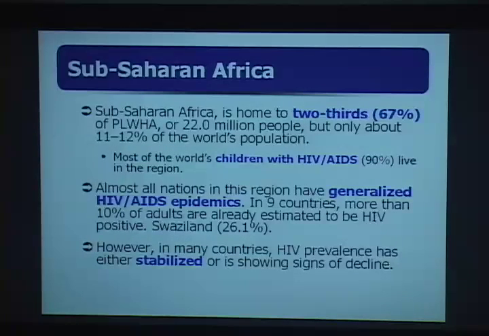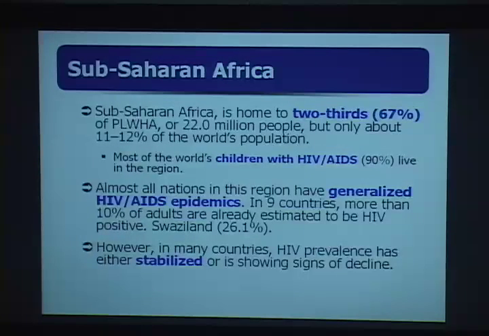Let's first of all start with Sub-Saharan Africa, the region where we have most HIV infections occurring currently. And as you know, it's home to about 2/3 of the people living with HIV/AIDS around the world, or about 22 million people living with HIV. This is despite the fact that Sub-Saharan Africa accounts for about 11 to 12% of the world's population. And most of the world's population of children living with HIV/AIDS, about 90%, actually live in Sub-Saharan Africa.